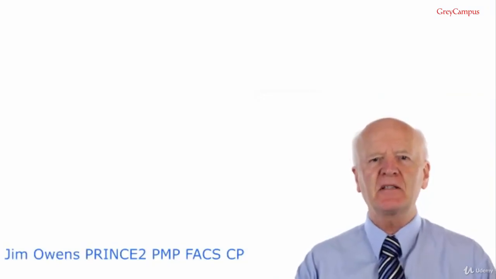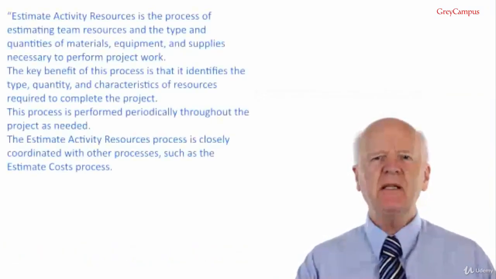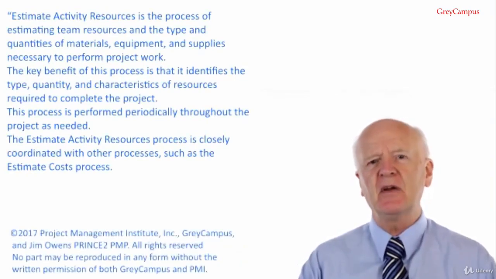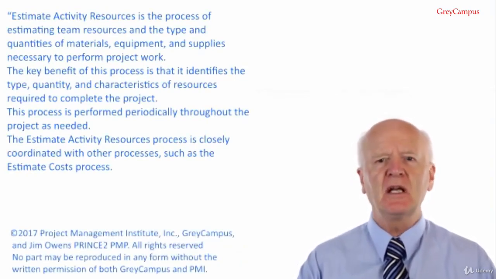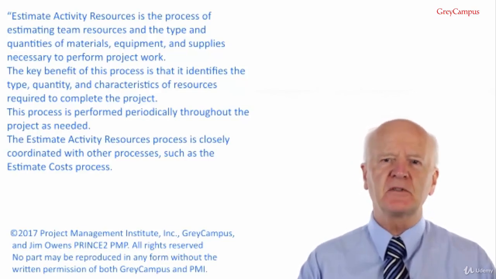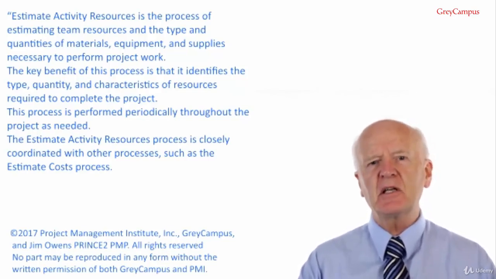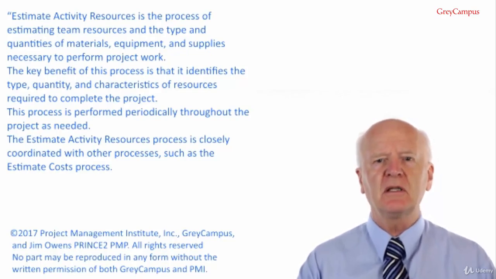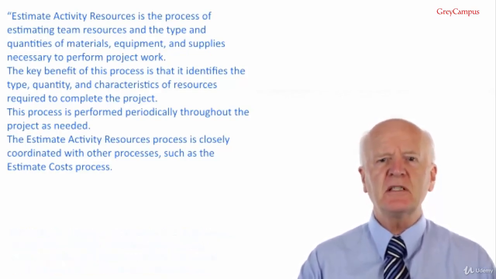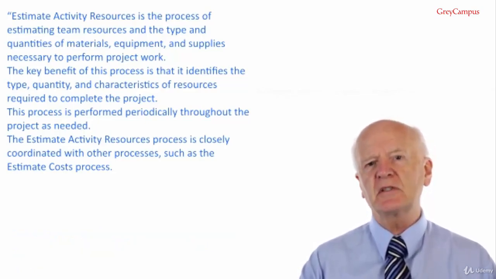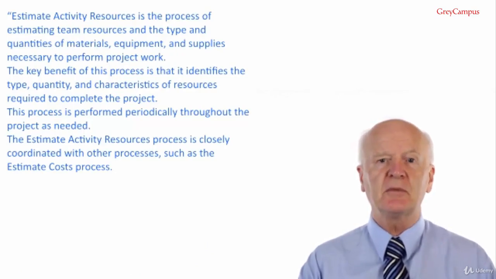9.2 Estimate activity resources. Estimate activity resources is the process of estimating team resources and the type and quantities of materials, equipment and supplies necessary to perform project work. The key benefit of this process is that it identifies the type, quantity and characteristics of the resources required to complete the project. This process is performed periodically throughout the project as required.